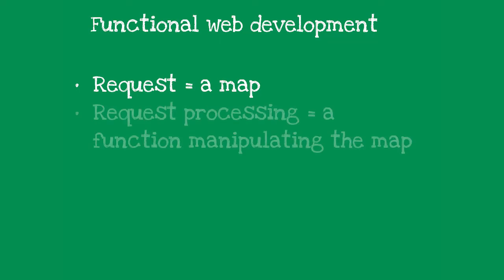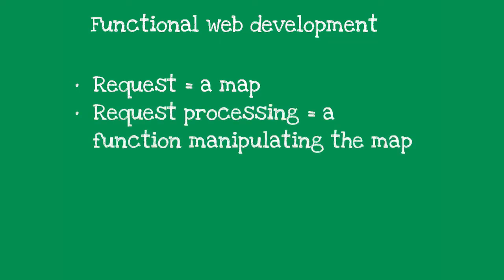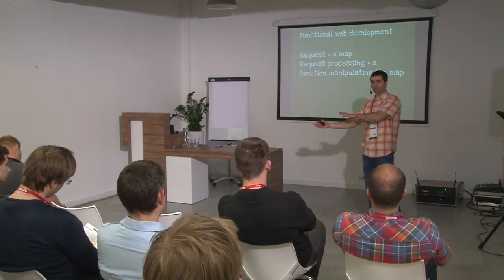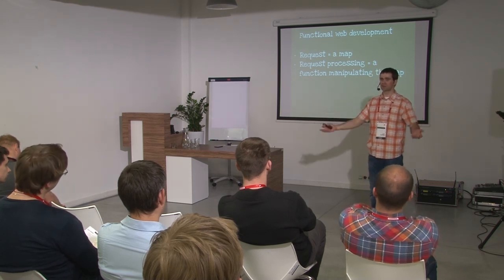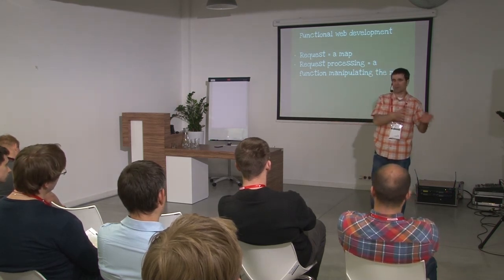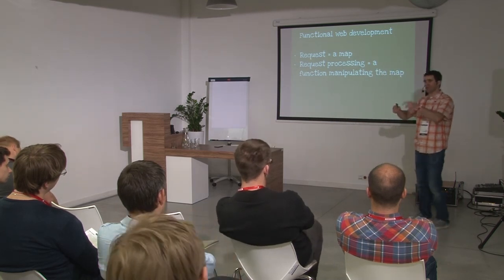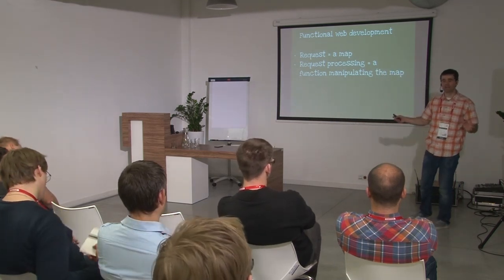So, functional web development. Request is a map. It's that simple. And request processing is just changing a map into another map. Everybody knows what a map is. So transforming a map into another map is just that simple, as I told you. You change a value or the value of a parameter, and that's it.